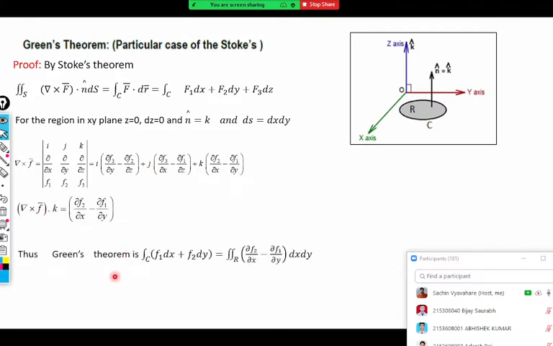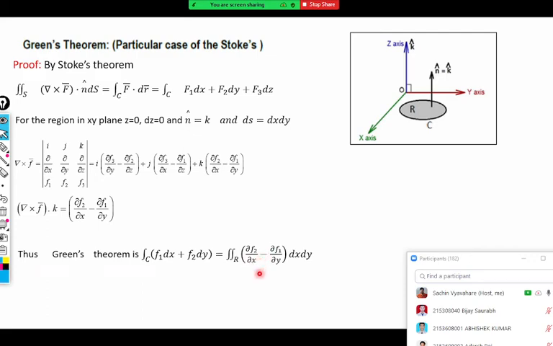So this is Green's theorem. As z is 0, dz is 0, the line integral left is only the integral of f1 dx plus f2 dy over the curve C. And this is written as the double integral of dou f2 by dou x minus dou f1 by dou y. This is del cross f bar dot n cap, and ds is dx dy. And in general in Green's theorem, this double integral is easy to evaluate.